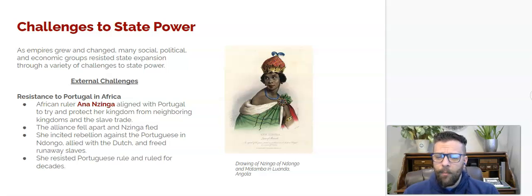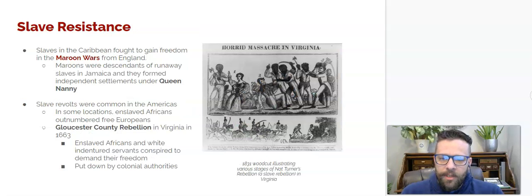Nzinga fled, but she used that opportunity to incite rebellion against Portuguese rule amongst the Ndongo people. She actually allied herself with the Dutch as a counterbalance to Portuguese control, freed runaway slaves, and is an example of successful resistance against Portuguese rule. She ends up ruling for several decades as an example of counterbalancing against European rule in Africa. It's also important here in topic 4.6 that we continue to look at resistance from enslaved peoples against imperial expansion by these European empires as well.